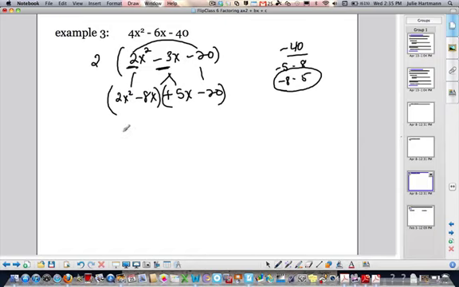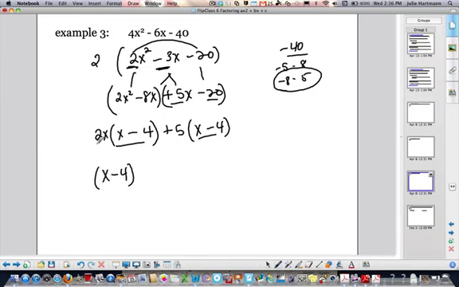2x squared minus 8x. Common factor there is 2x. 2x squared divided by 2x, you have 1x left over. 8x divided by 2x is 4. On the right grouping, 5 goes into both of them, so you can take out a plus 5. 5x divided by 5 is x. Negative 20 divided by 5 is negative 4. From there, you can take out x minus 4, and you are left with 2x plus 5.